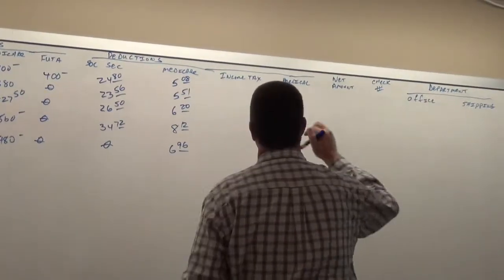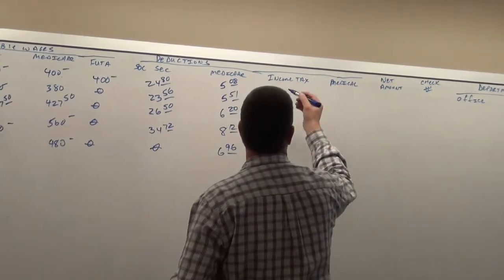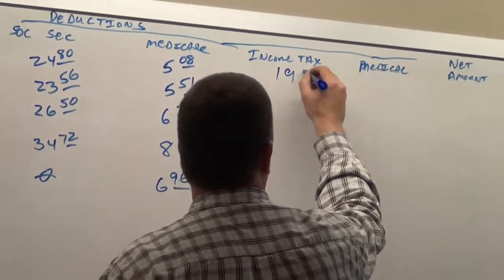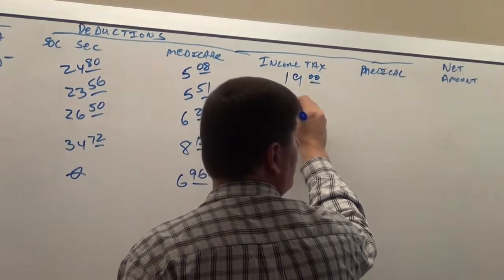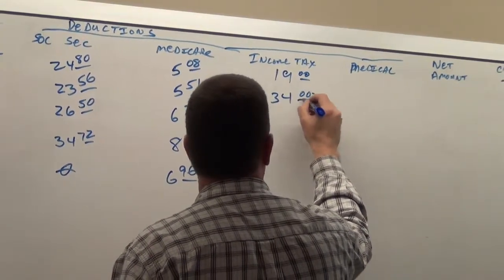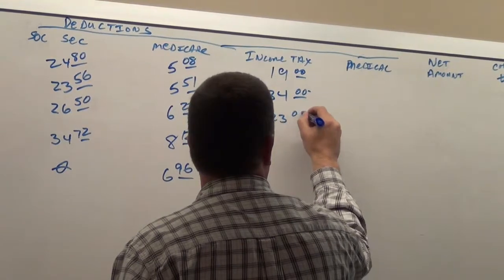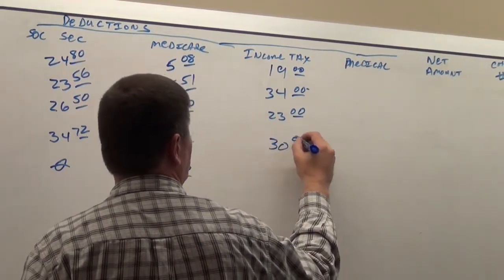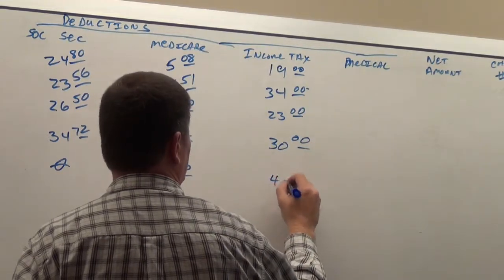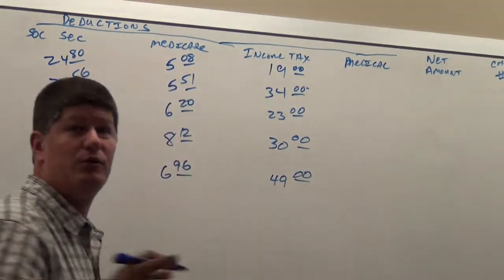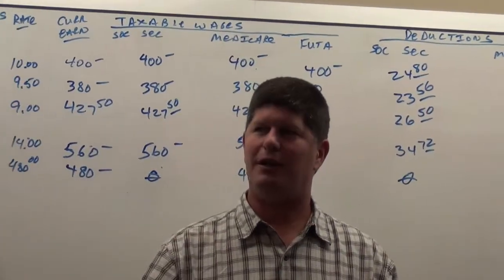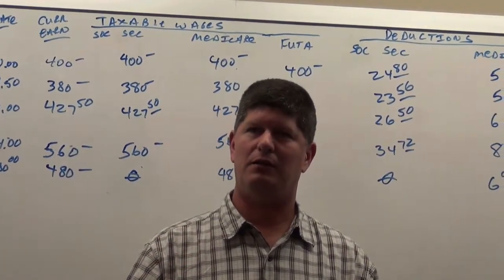We're going to borrow from the slide straight away. Let's say we went and looked it up and it's $19 for the first person, $34, $23, $30, and $49. Okay, that was hard, right? When you actually look it up, make sure you get the right table. The rest of it's pretty mechanical.